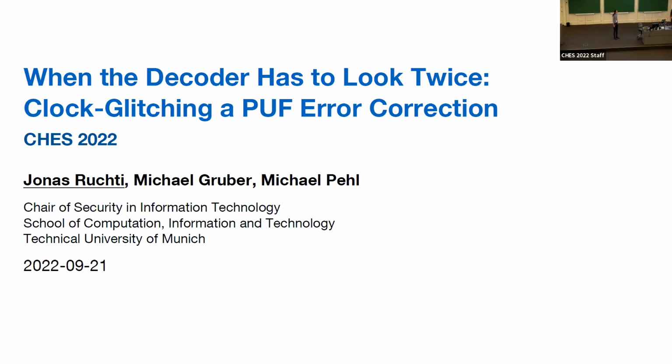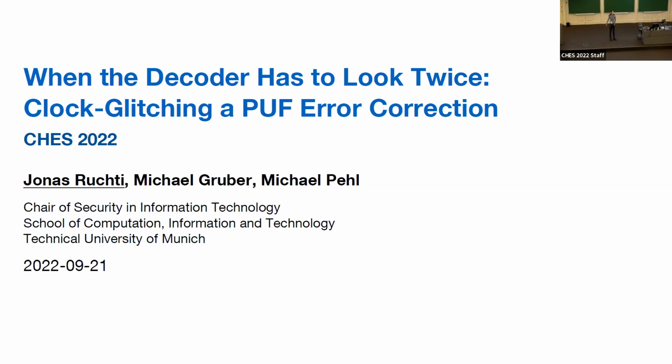The title of the paper is When the Decoder Has to Look Twice, Clock Glitching Above Error Correction. The authors of this paper are Jonas Rushdie, Mikkel Gruber, and Mikkel Pate, and the talk will be given by Jonas. Thank you for the nice introduction.